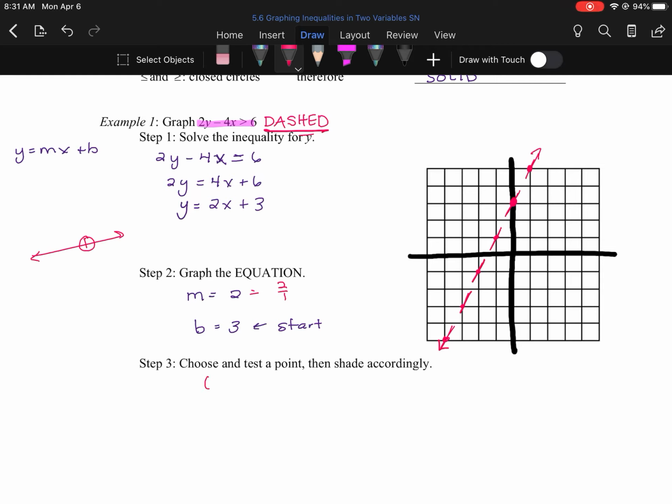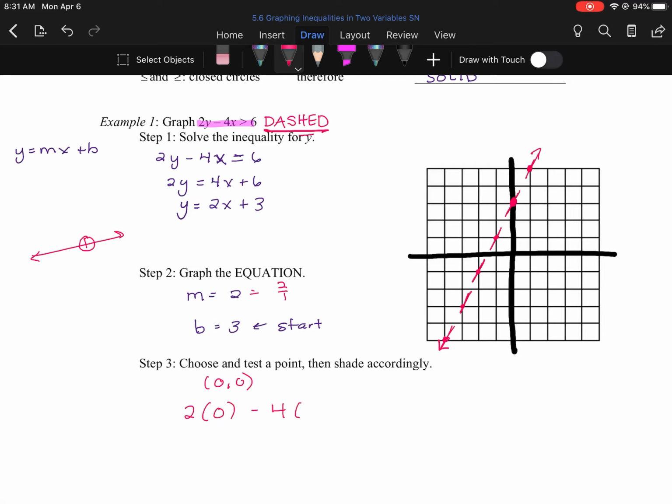So the easiest way to do this is to choose a test point. I always choose 0, 0, unless my line goes through that. So you have to pick a point that is not on your line. Okay, it cannot be on your line. 0, 0 is typically the easiest point to pick.